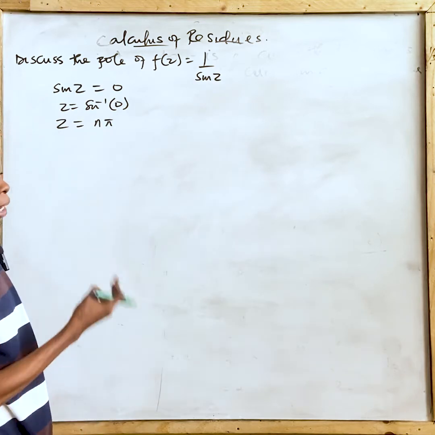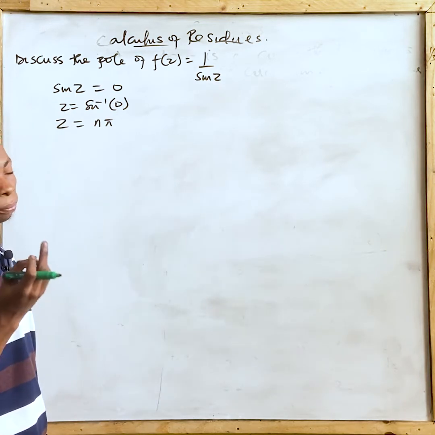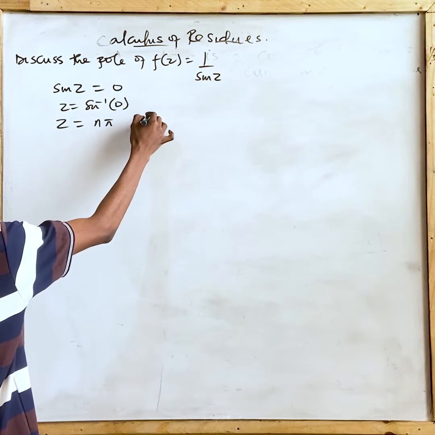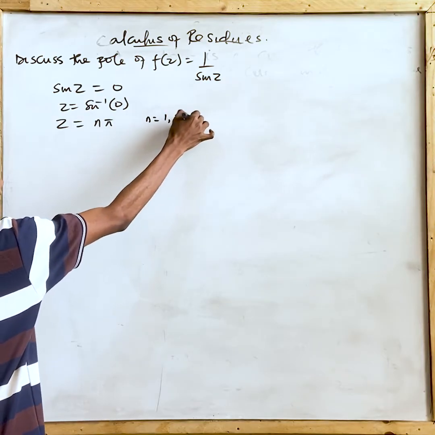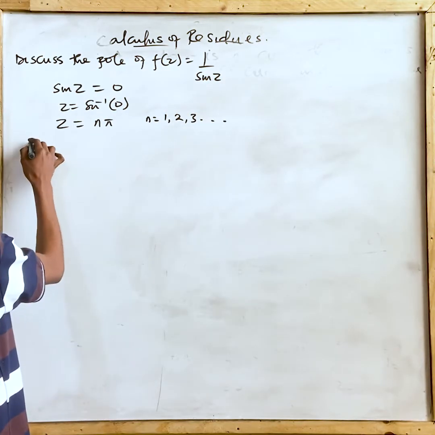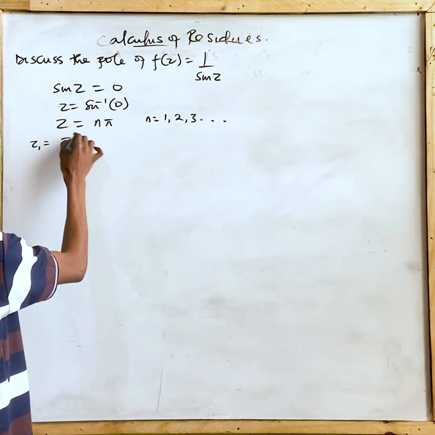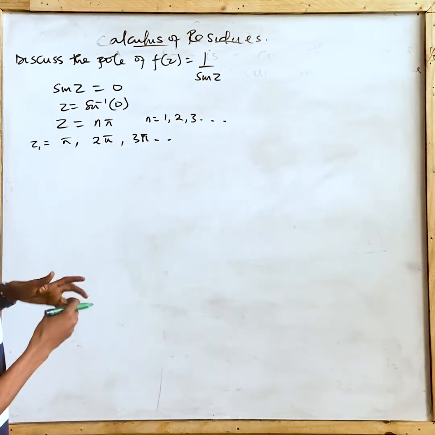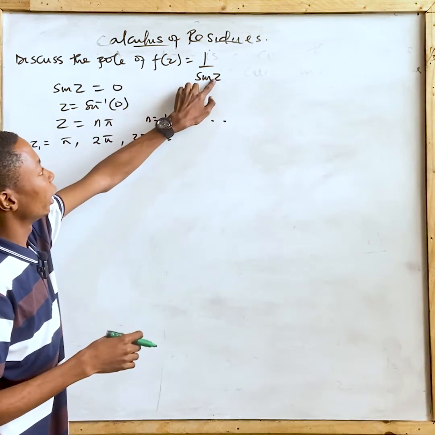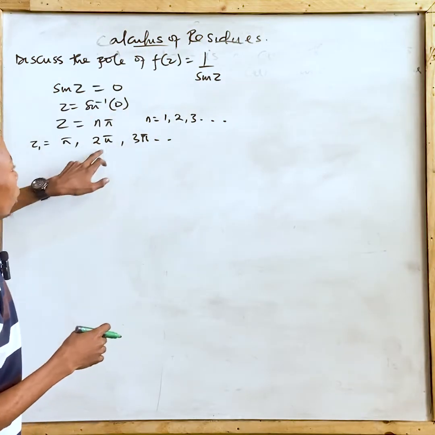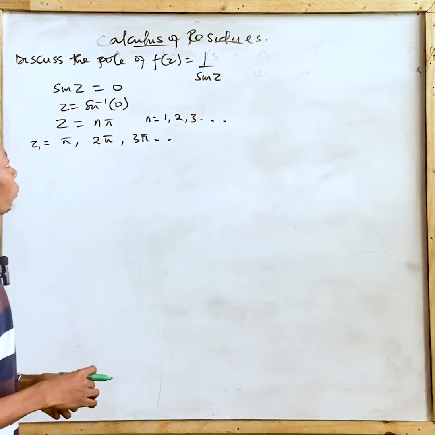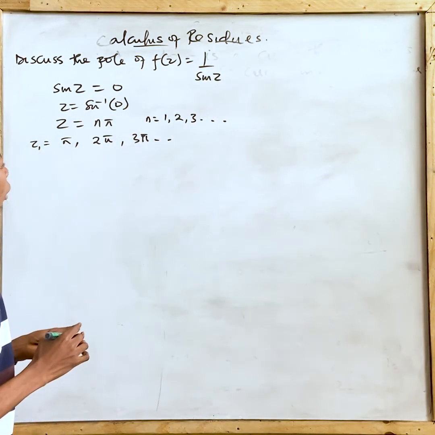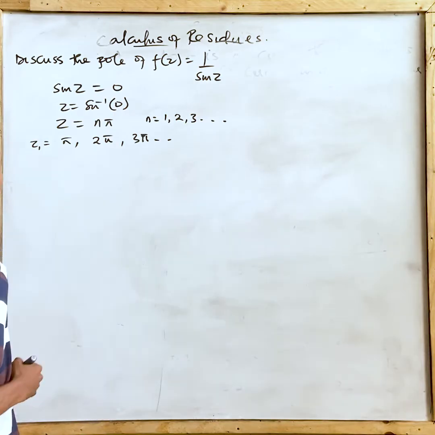But instead of using just 0, it will be nπ. If n is 1, sin π is 0. Sin 2π is 0. Sin 3π is 0. So where n is 1, 2, 3, and so on, we can say that z1 is 1π, z2 is 2π, z3 is 3π, and so on. So if I put π here, 1 over sin π gives me an undefined fraction. If I put 2π here, 1 over sin 2π gives me an undefined fraction. So the poles of f(z) = 1/sin z are π, 2π, and so on.